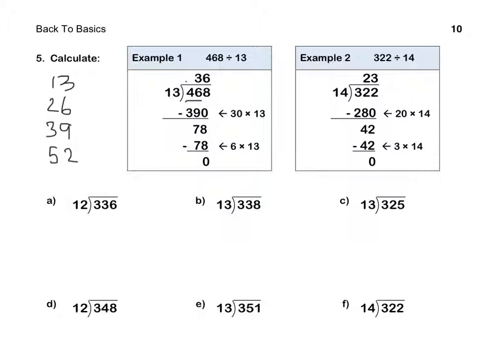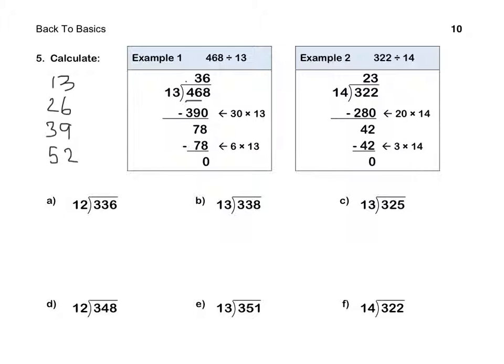Times another 10 is 390. We minus this from our original number to get a remainder of 78. Now, we need to figure out how many times 13 fits into 78.